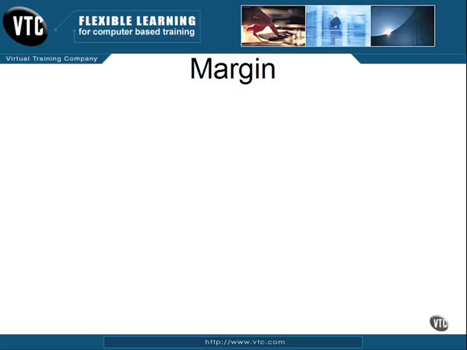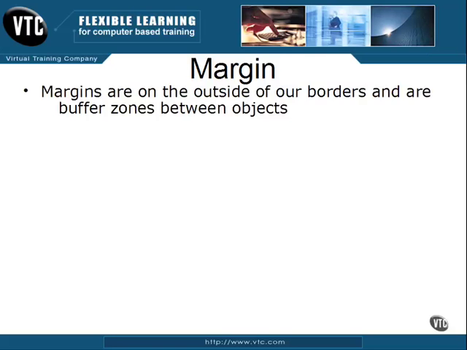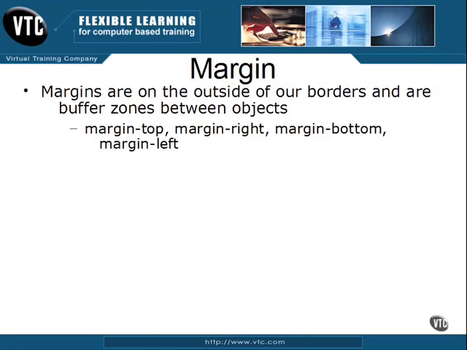In this movie, we look at the last property of our box model, which is our margin. Now, our margins are the properties on the outside of our border that provide a buffer zone between that object and other objects. Now, just like our padding, we can control each side of our object. We can set our margin top, margin right, margin bottom, and margin left.